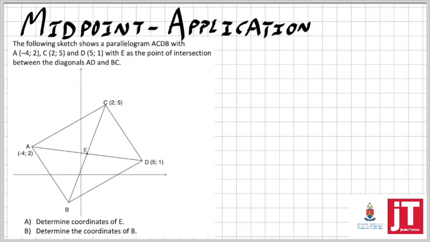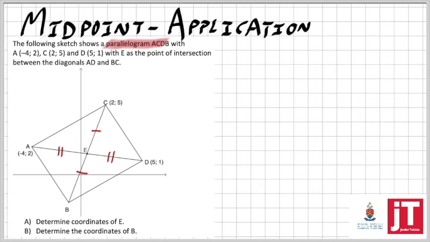Let's take this example. The following sketch shows a parallelogram ACDB. Okay, let's just stop for a moment. It's a parallelogram with all of the different properties, but the one I'm specifically going to look at is that in a parallelogram, the diagonals bisect one another, which means that E is the midpoint of AD and BC. So E, that little point, is where those diagonals cross, and it's the midpoint.